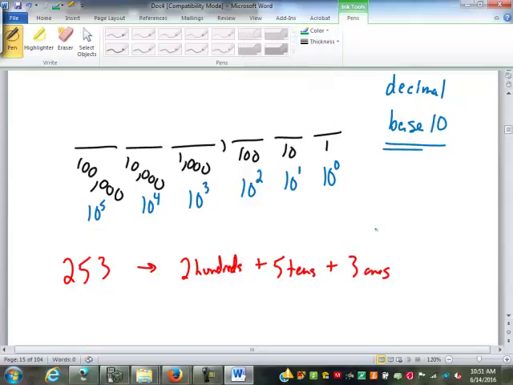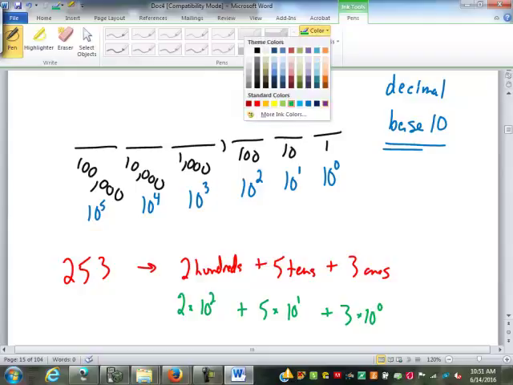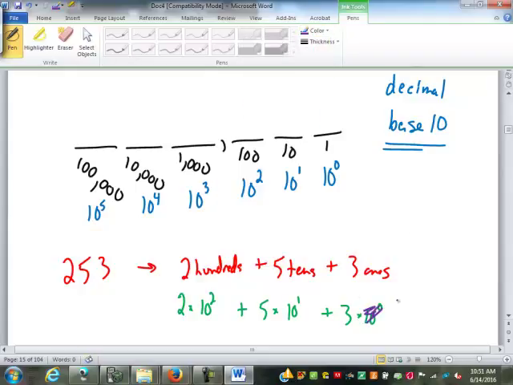An alternative way of writing that is 2 times 10 to the second for hundreds, plus 5 times 10 to the 1 for the tens. Or I could just write it as 10. I don't need the 1 on there because the power of 1 doesn't do anything. And 3 times 10 to the 0 for ones. And most of the time we won't even write the 10 to the 0. We'll just write plus 3.